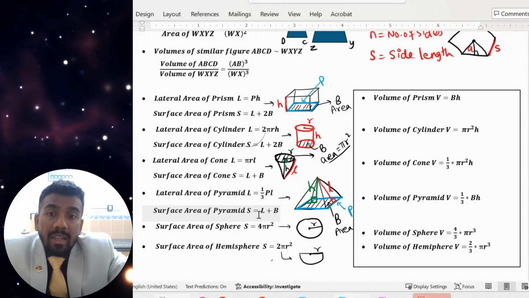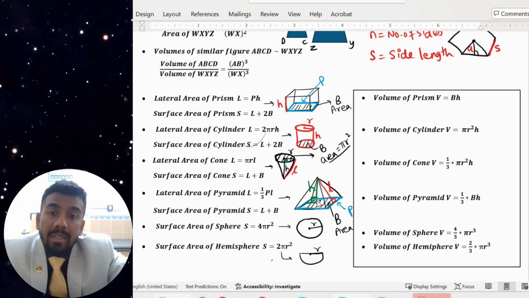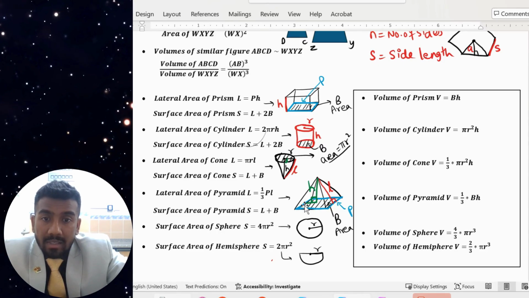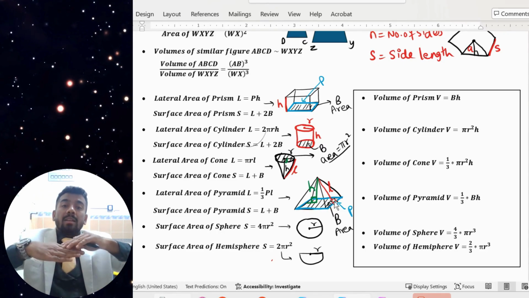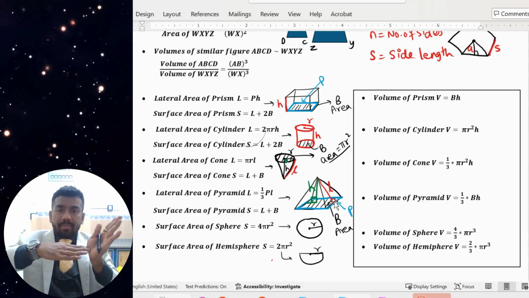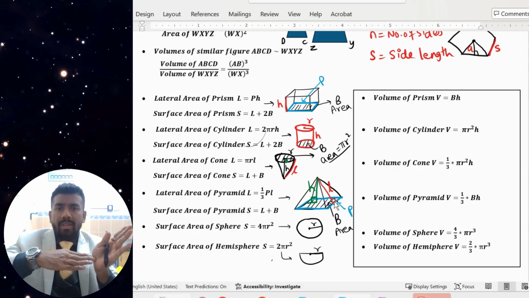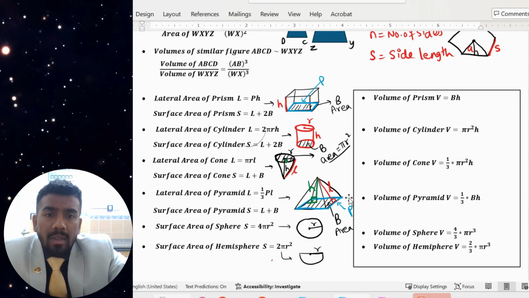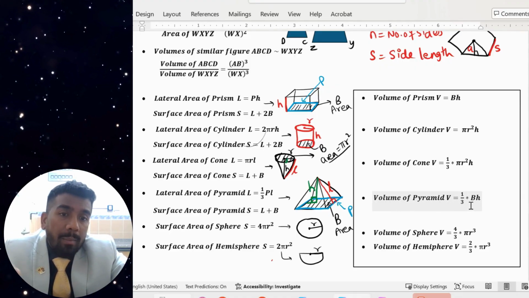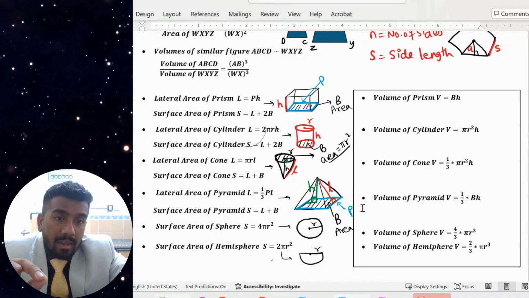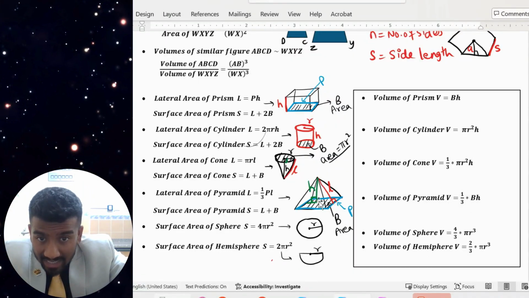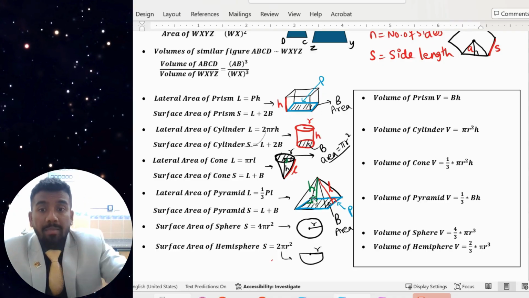And what is surface area? L plus B. L is from here and B is the base area. Again, the base area is this one. If it's a rectangle, length times width. Same for volume, it's 1 over 3 BH. What is B? The base area. And what is H? H is the center height from the 90 degrees, in the middle.